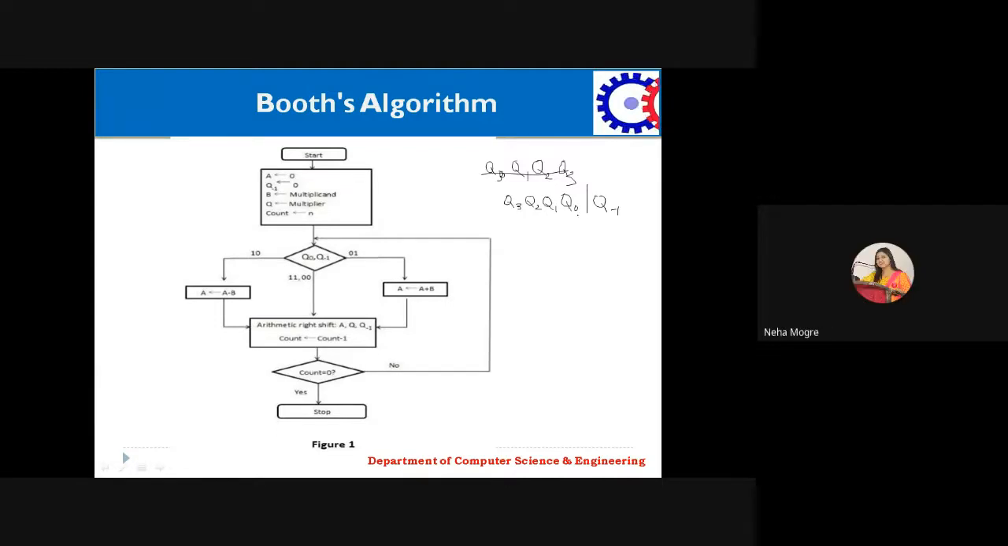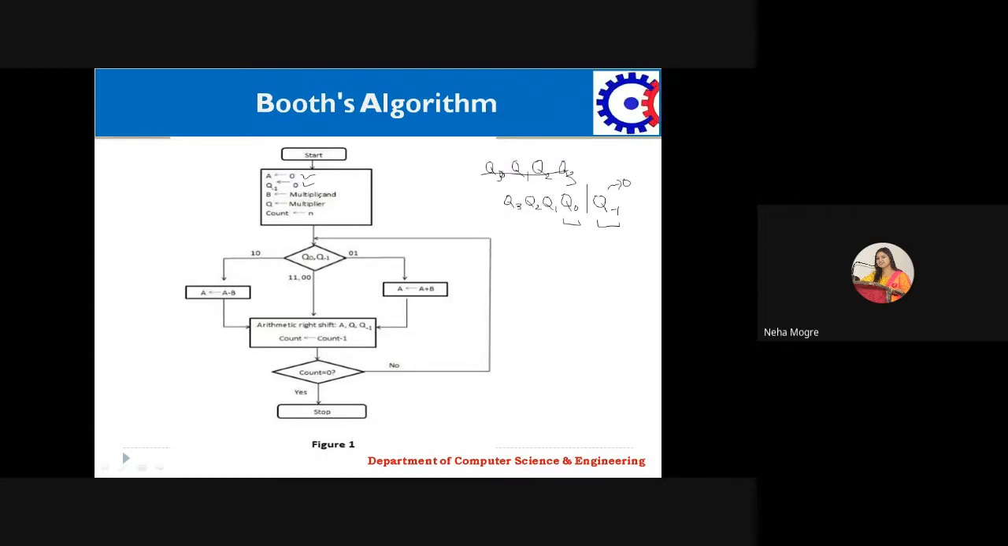Now in the Booth algorithm we have to take care of this bit, the Q0 bit and Q minus 1 bit. These bits are going to let us remember what our next step will be. So that is what Q minus 1. Initially it is given as 0. So accumulator register A is 0 and Q minus 1 is 0.